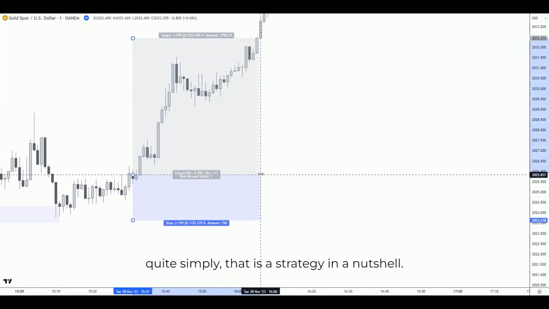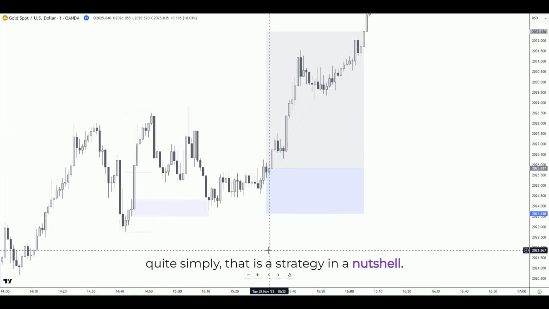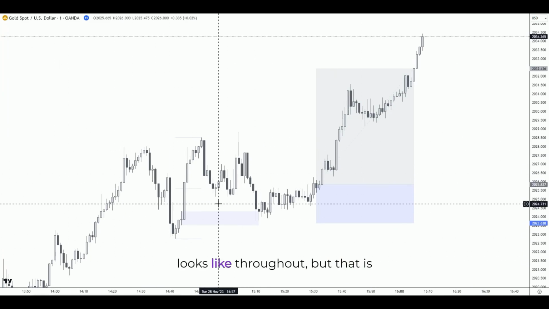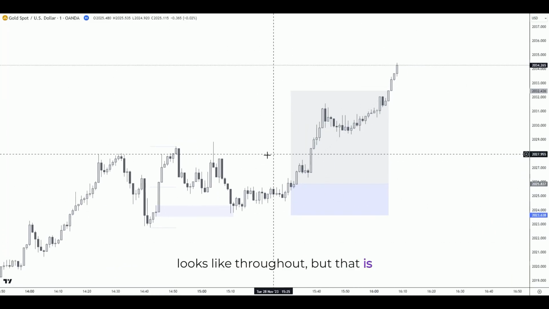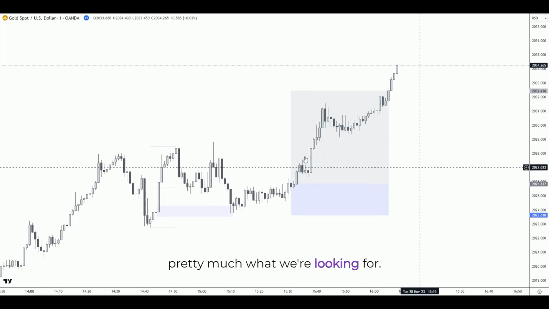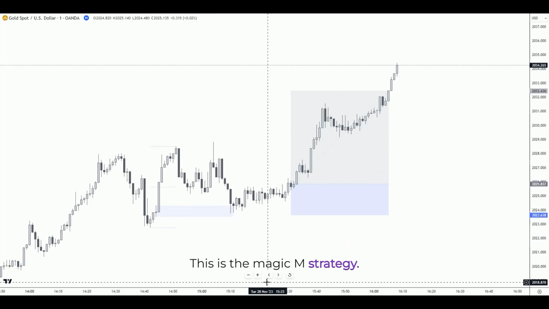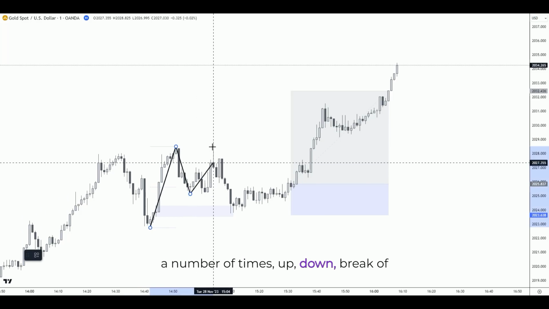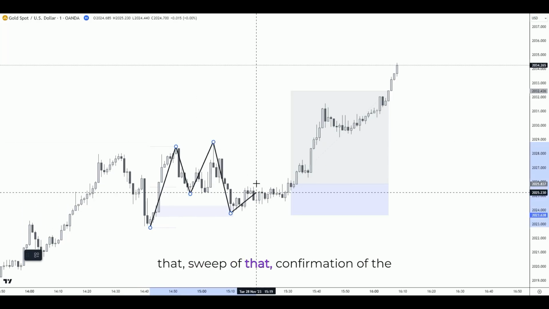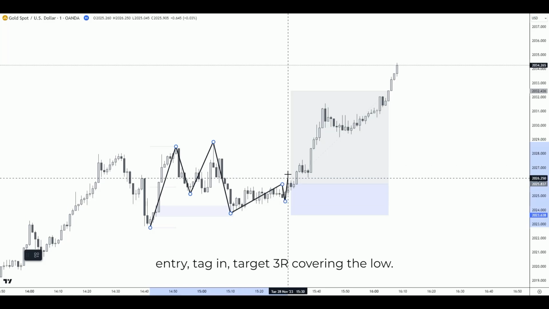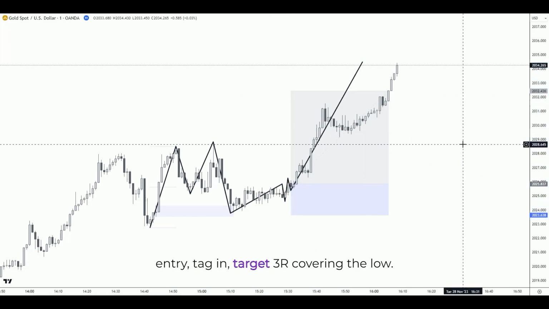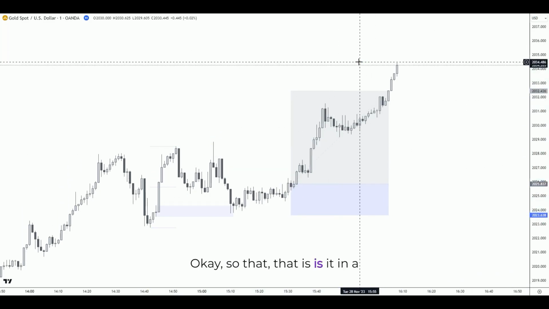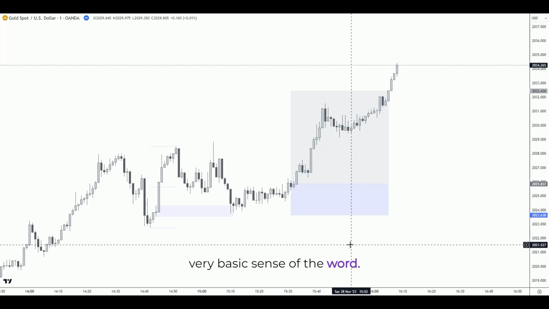Quite simply, that is the strategy in a nutshell. This is a very picture perfect example of it. There are variations of what this looks like throughout, but that is pretty much what we're looking for. It's the Magic M strategy, where you have, as I've been through it a number of times, up, down, break of that, sweep of that, confirmation of the entry, tag in, target 3R, covering the low. Okay, so that is it in a very basic sense of the word.